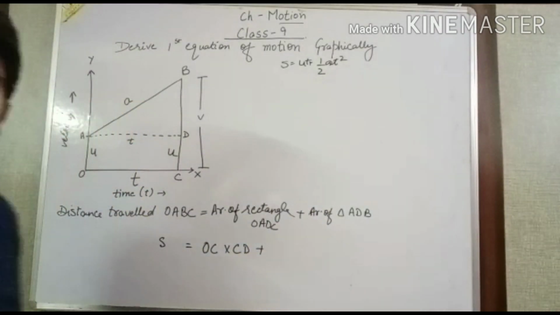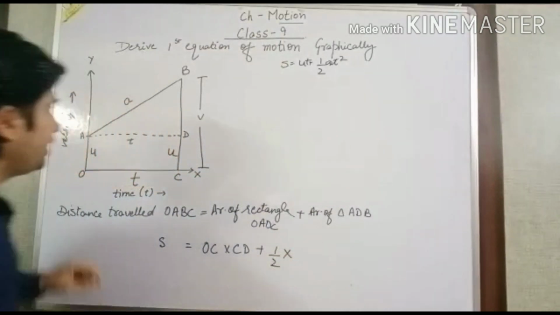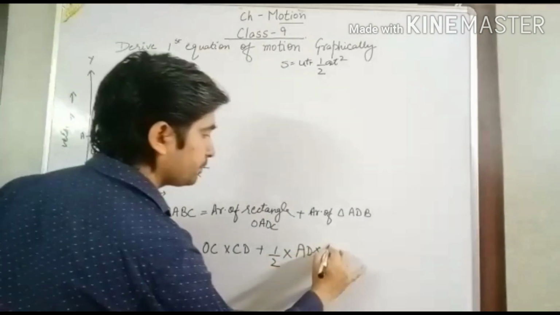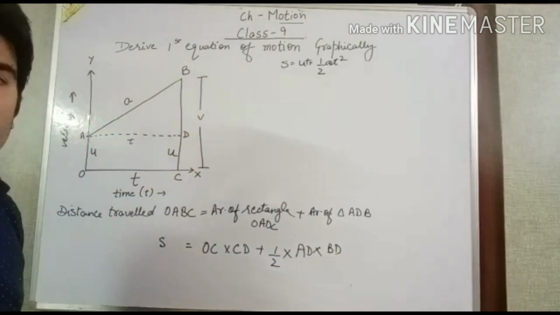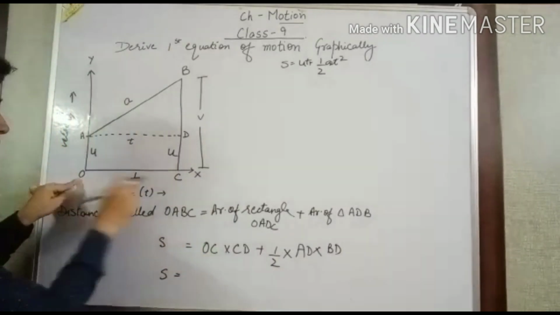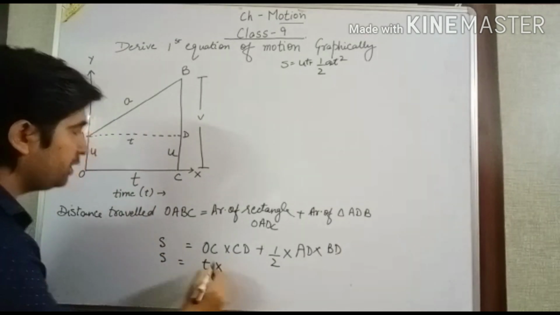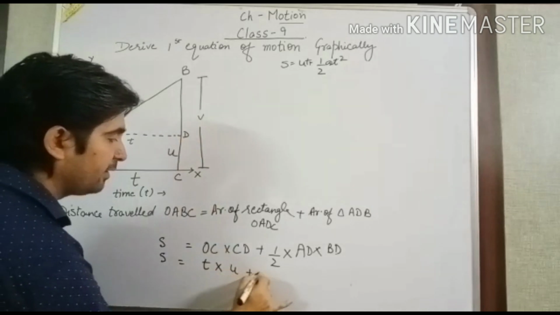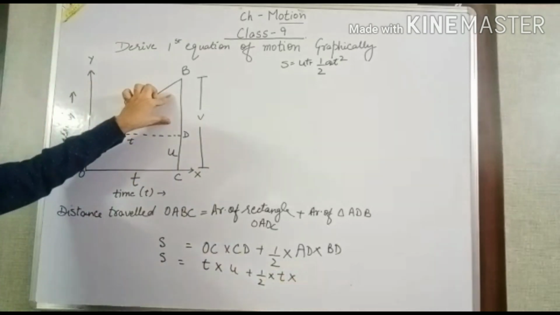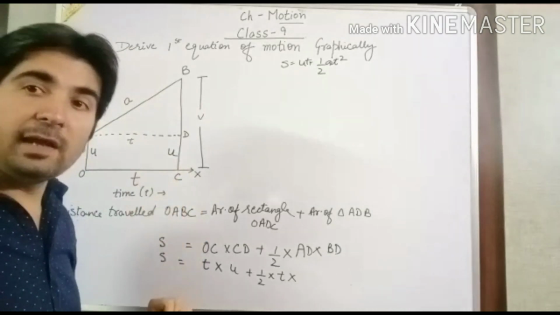Now we know the formula for the area of a triangle is half into base into height. Half into, what is my base? AD, and my height is BD. Now we just need to put the values in this and we'll get our equation. s = my OC is t, into CD, which is u, plus half into AD, which is t, and BD. You remember we found the value of BD in our first equation of motion, and that is at.